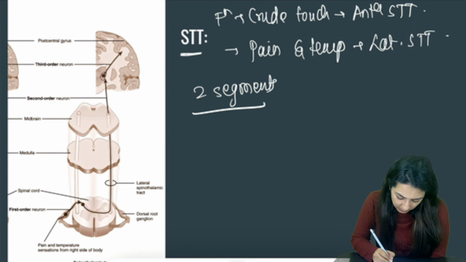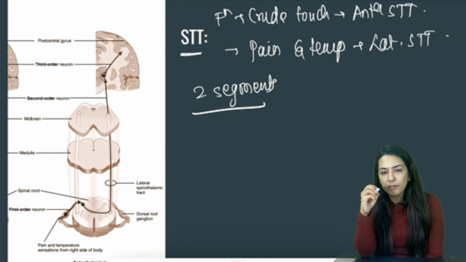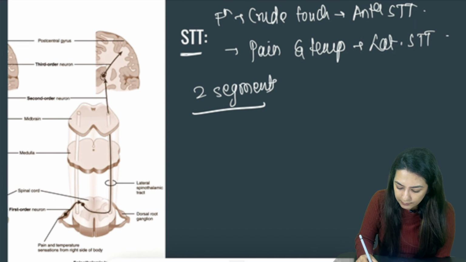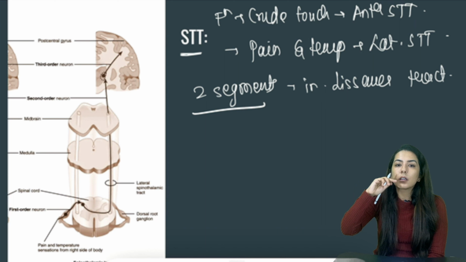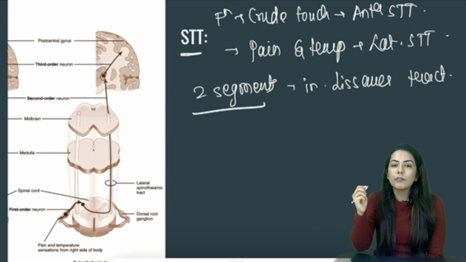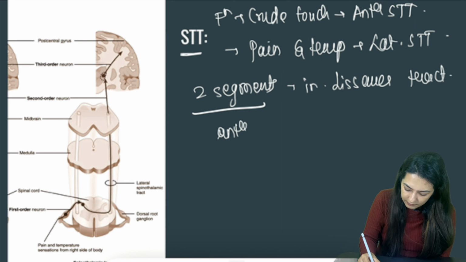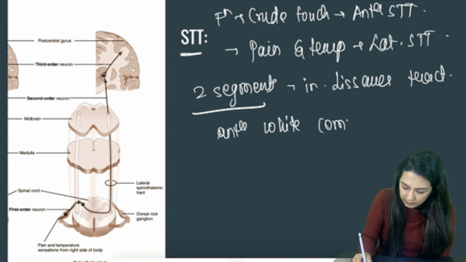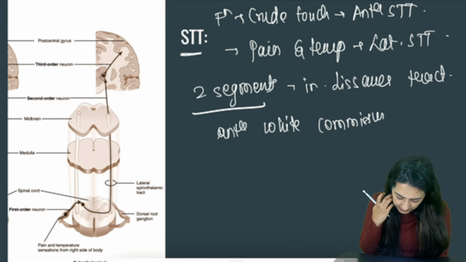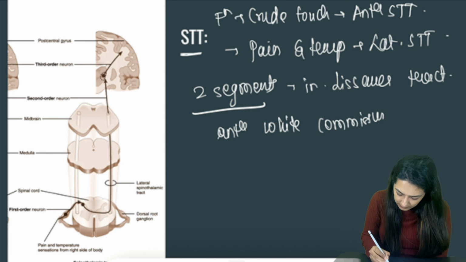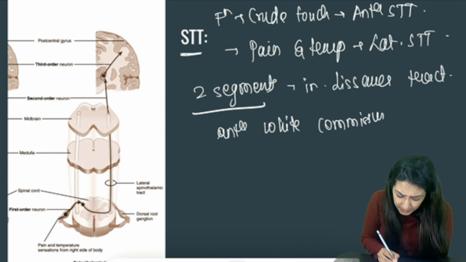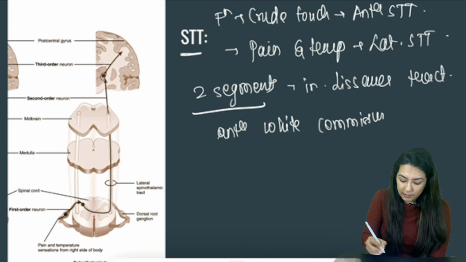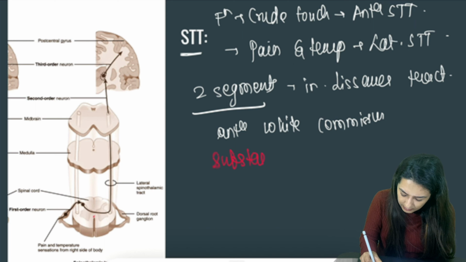After traveling on the same side for two segments in Lissauer's tract, this is the name of the tract, it will cross to the opposite side via the anterior white commissure. As you can see, it is traveling through this commissure. So the first order neuron is from this dorsal root ganglion till the substantia gelatinosa.